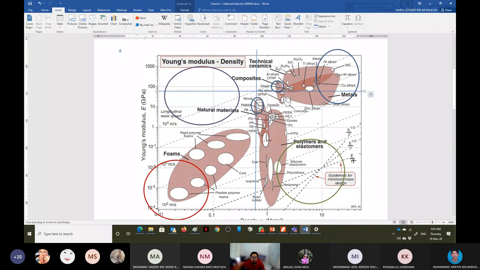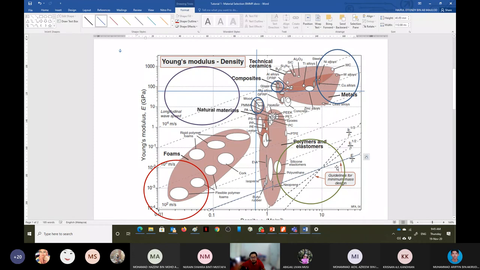This you see here is the value of E over rho, E square root over rho, E cube root over rho. Okay, 1/3 meaning cube root. This is square root. So this is the contour line. If you move somewhere here, even if you put it anywhere, it doesn't matter, it's just for illustration purposes for discussion. So any materials that exceed this line, this is what we mean by the contour line here.